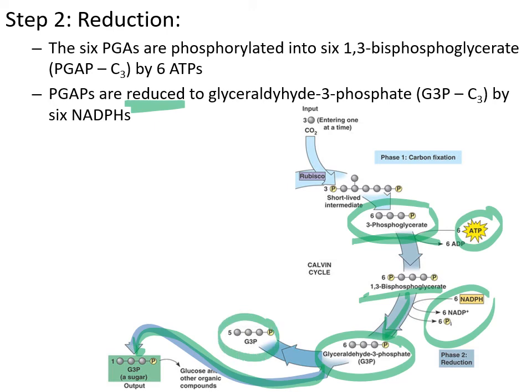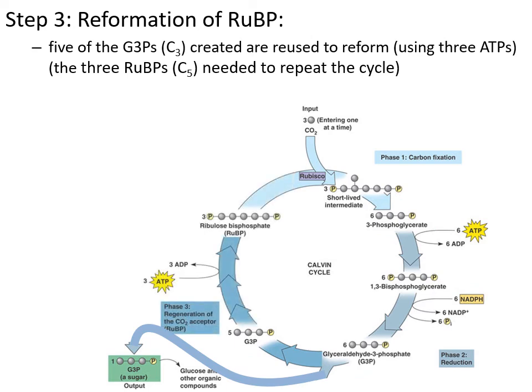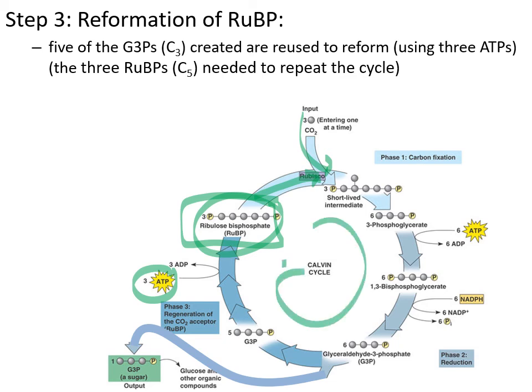It's no use just running it once. So when we run it again, we have to regenerate our RuBP, or plants do anyways. And so to do that is going to take some more phosphates. So we're going to have to use 3 more ATPs in order to regenerate our RuBP so it's ready to go to meet some more carbon dioxides and run the cycle again.